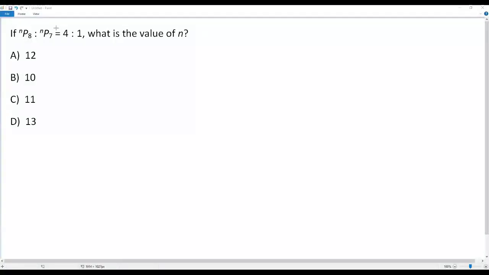Here we have a pre-calculus problem. Okay, let's go to the question. If nP8 to nP7 equals 4 to 1, what is the value of n? Here two ratios are equal.